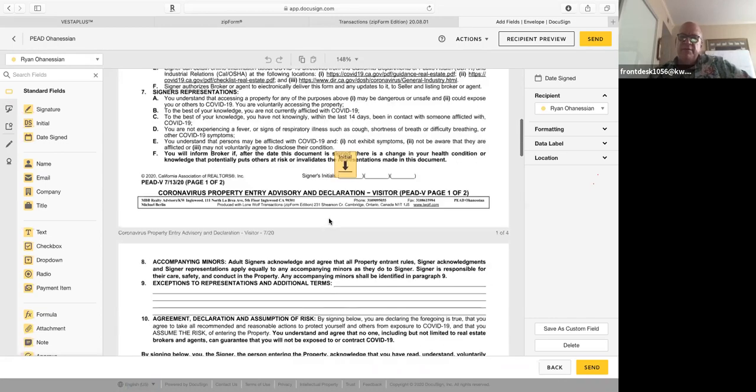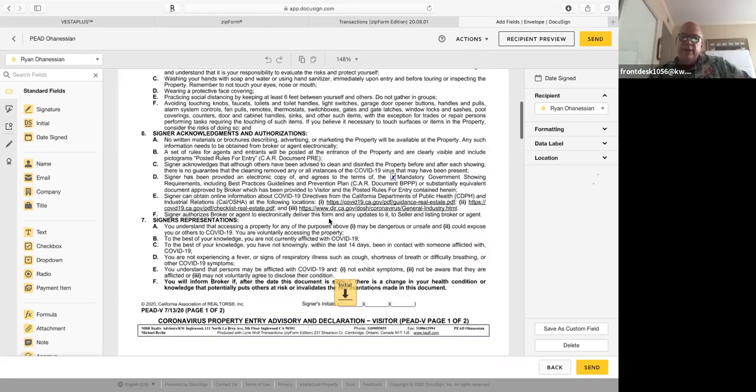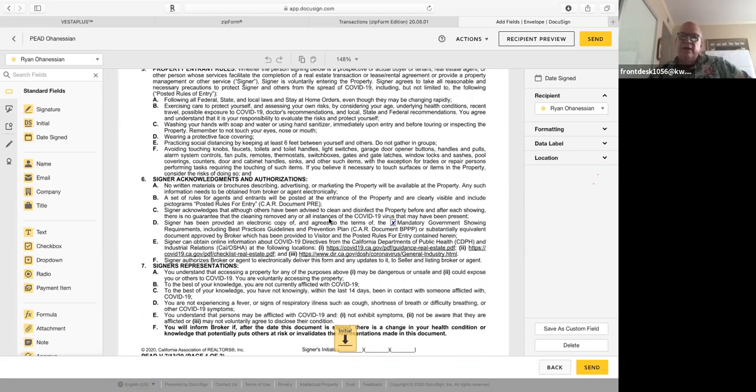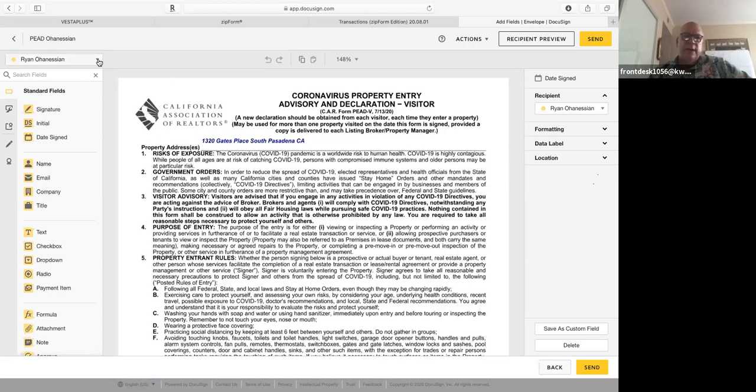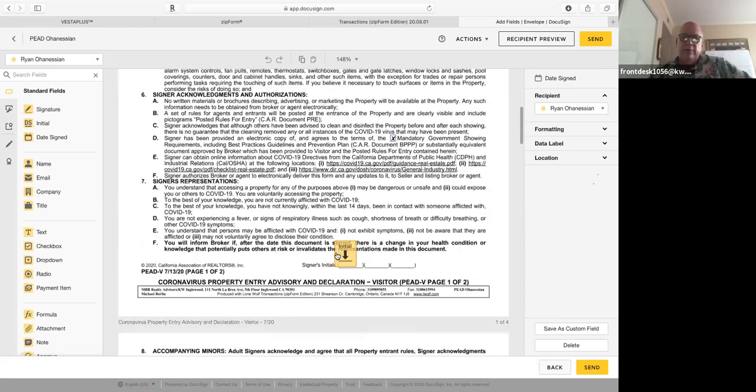Now you often have to follow up with them because sometimes if they don't acknowledge it right away, it could be stuck in their spam. So we're all set to go. Everybody's highlighted and then you just click send. I'm going to get rid of Ryan.